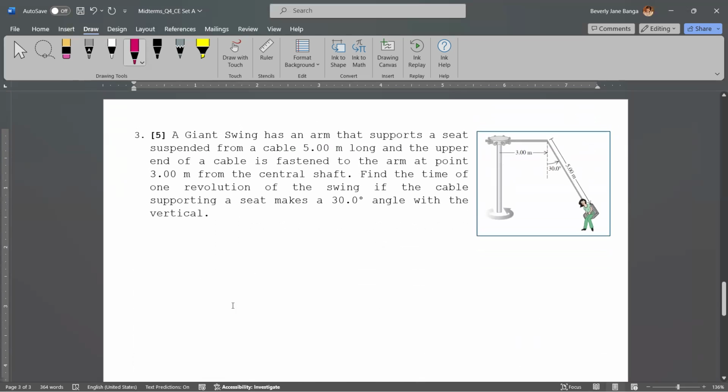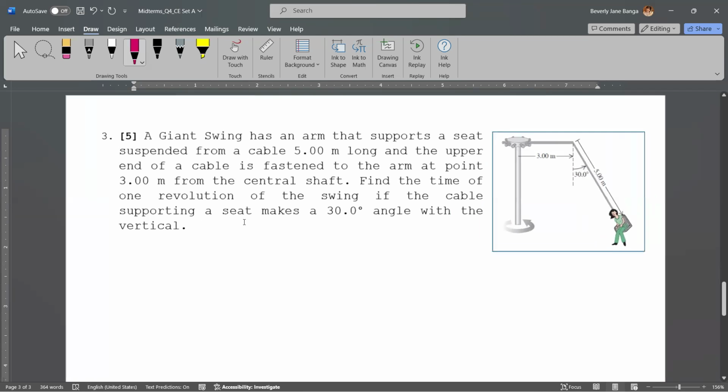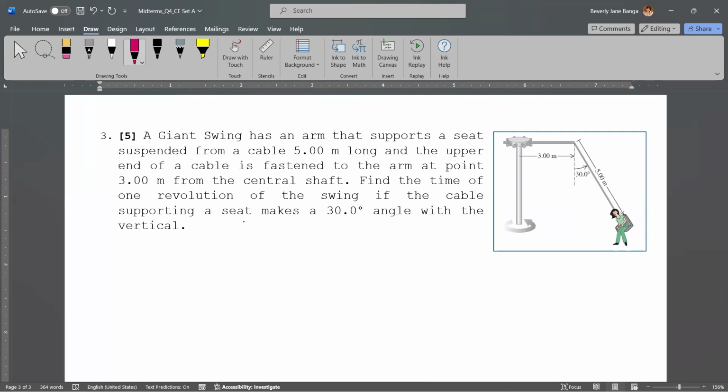Okay, so dito, ito yung conical pendulum problem lang din ninyo. So sabi dito, a giant swing has an arm that supports a seat suspended from a cable 5 meters long, and the upper end of a cable is fastened to the arm at a point 3 meters from the central shaft. Find the time of one revolution of the swing if the cable supporting a seat makes a 30-degree angle with the vertical. So what we want to get here is the period, T.